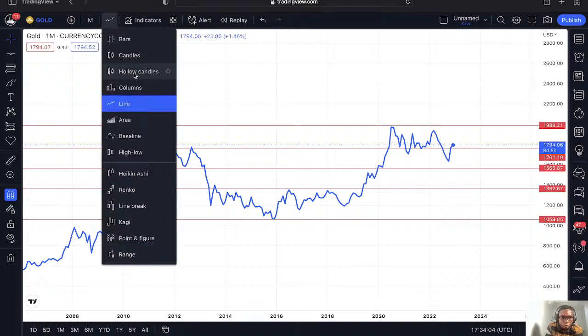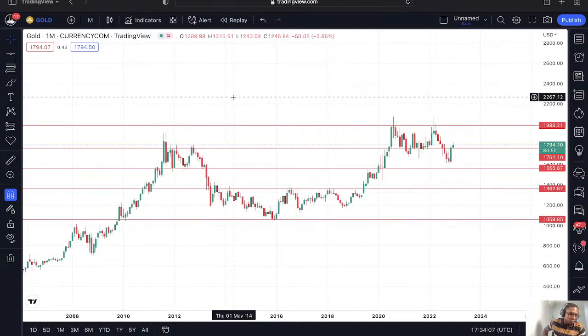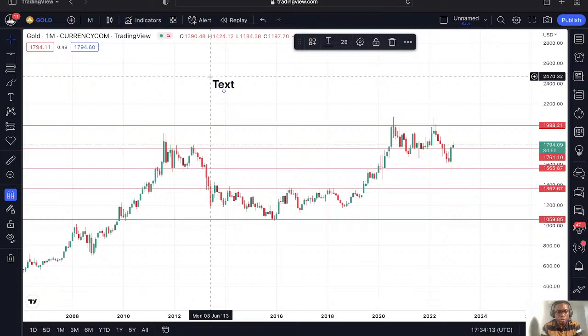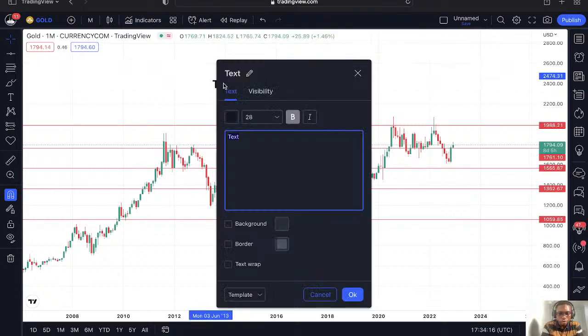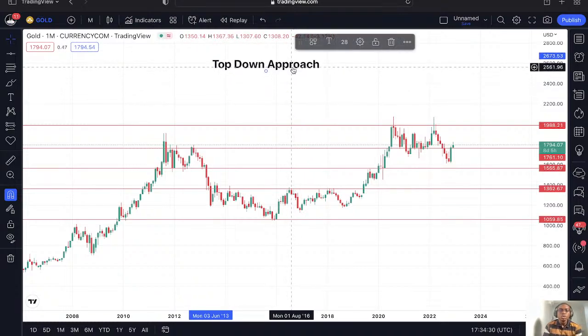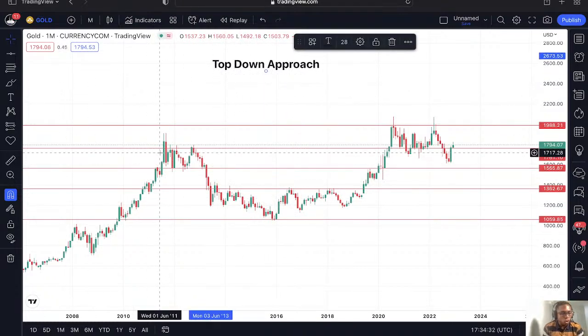Good. So, top-down approach. Excellent. Top-down approach. Shows you are following. I'm glad. So here now we've mapped out levels of support and resistance. Okay? We've mapped out levels of support and resistance.